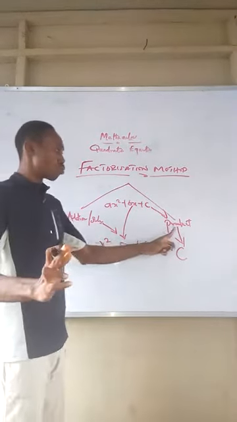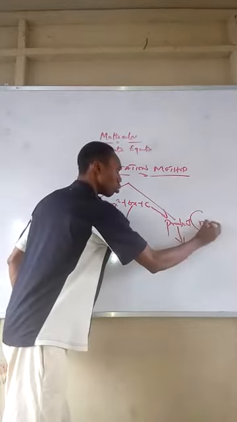The first one is what? Product. Product has to do with what? Multiplication.